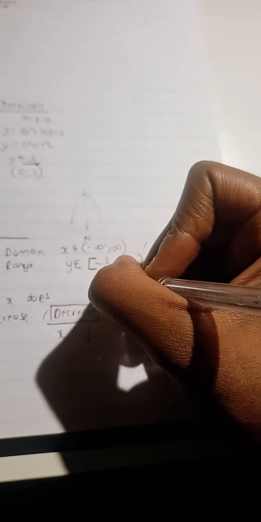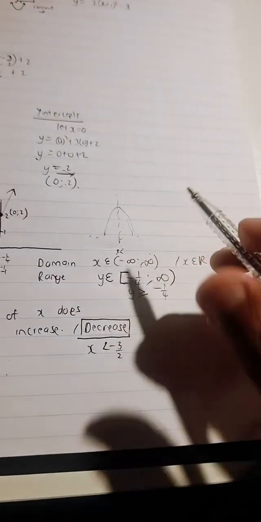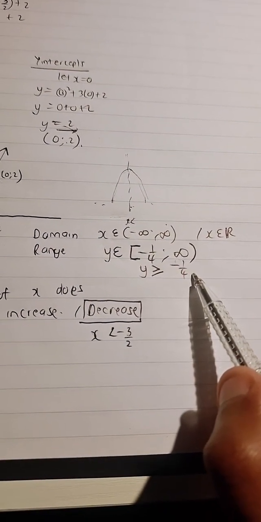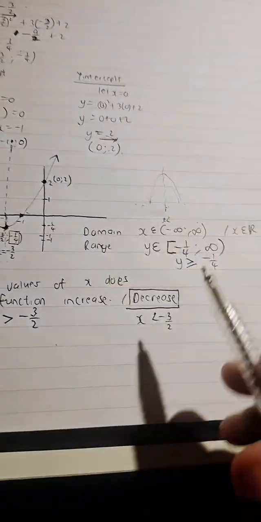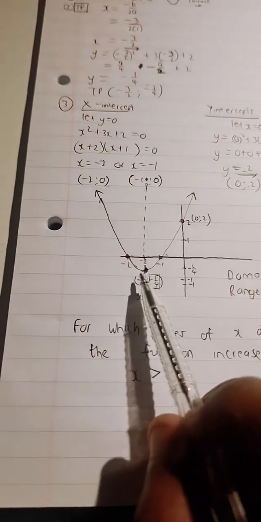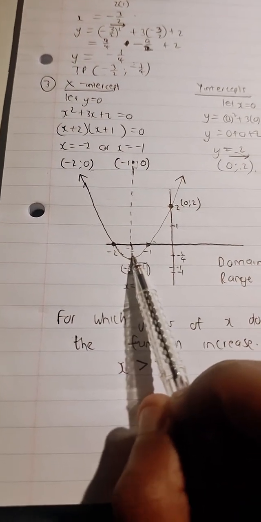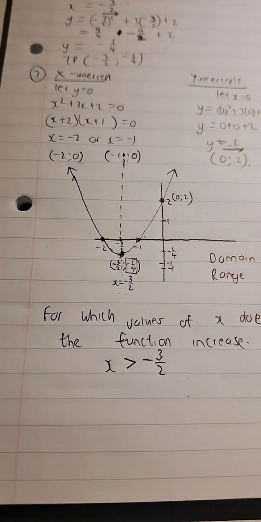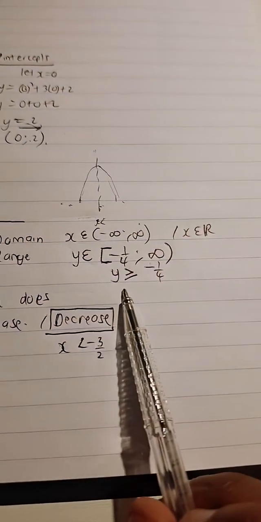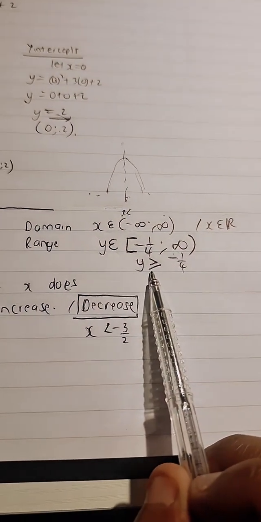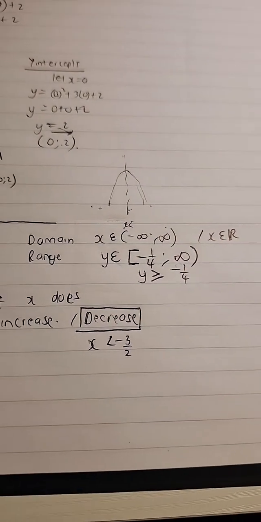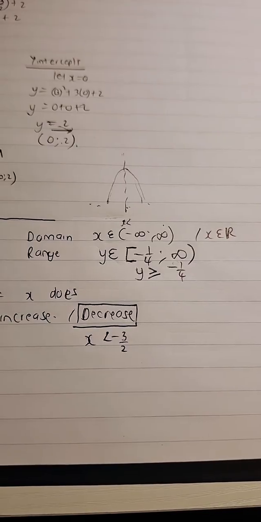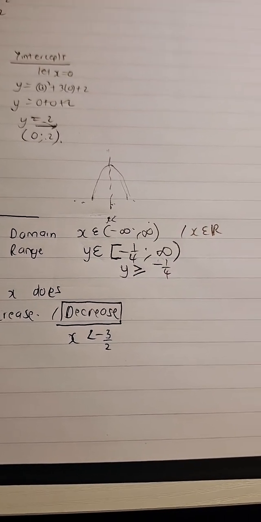Or you could write it in equality form. Y is greater than or equal to negative a quarter. You people said y is greater than negative 1 over 4, but you did not include 1 over 4. We also include negative 1 over 4 because that's where the function touches, which is the most basic minimum value of y for the function. So we do say y is greater than, not just greater than, but greater than or equal to negative a quarter. Are we together, guys? Please, let's be careful with not doing the opposite. Y is greater than or equal to negative a quarter.